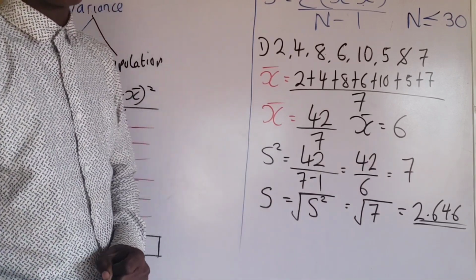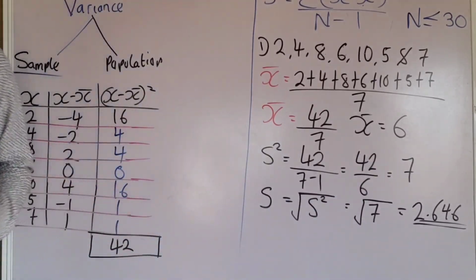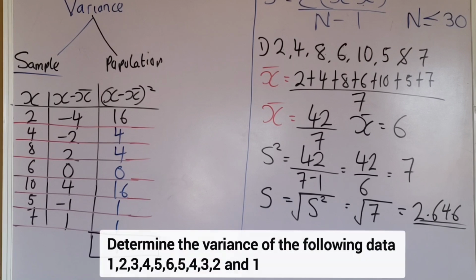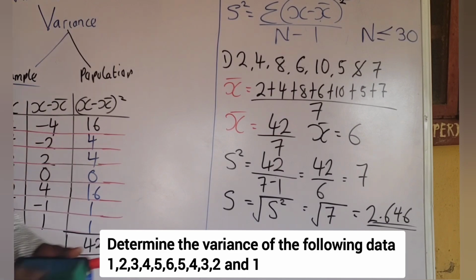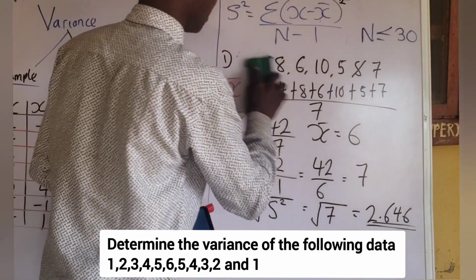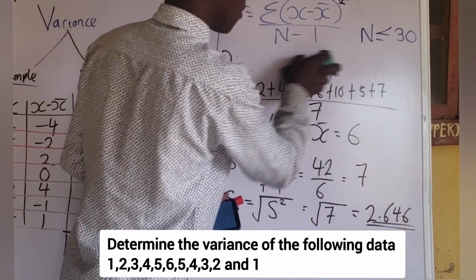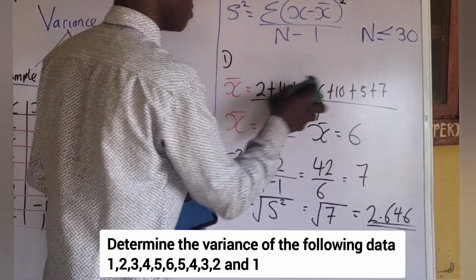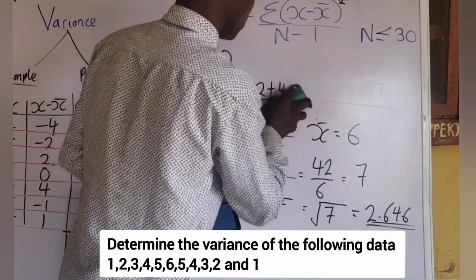Do you understand? Okay, so I want to give you another question. You can just try this question by yourself. Determine the variance of the following data: 1 2 3 4 5 6 5 4 3 2 1. What is the variance? Okay, let me erase this. So I want you to attempt that question. Then when you are done, play this video to check maybe you are correct. Do you understand?